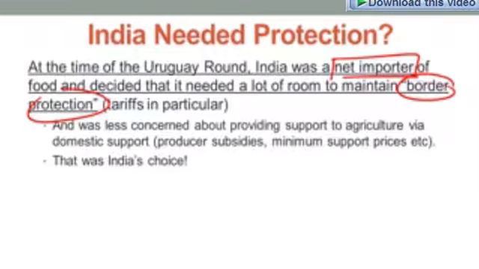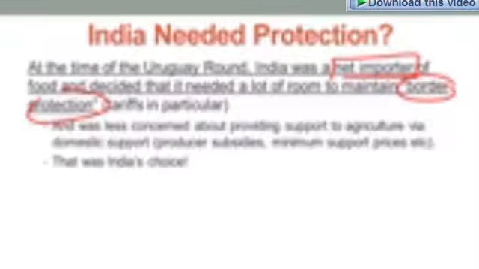Now, at the time of the Uruguay Round, why did India ask for protection? We asked for high ceiling rates, everything, right? Because India was a net importer. So we were always concerned about border protection. Border protection was our biggest concern. We wanted to protect our industries. We wanted to protect our agriculture.